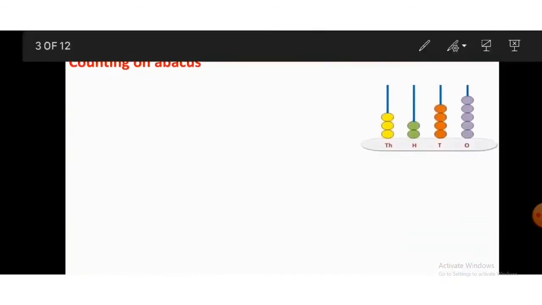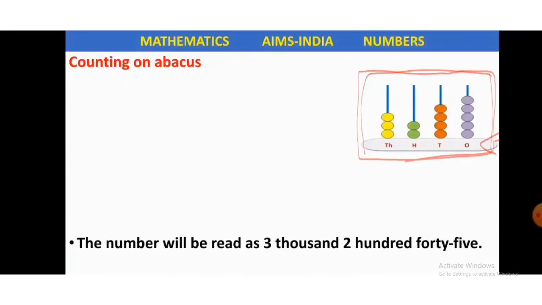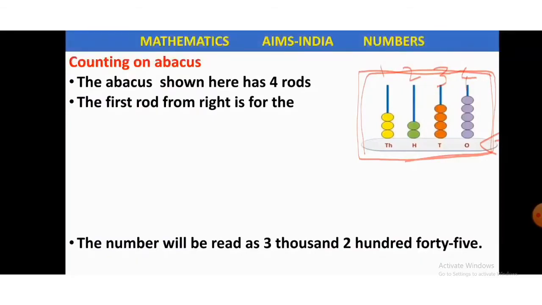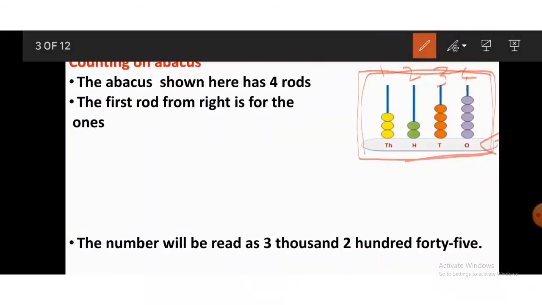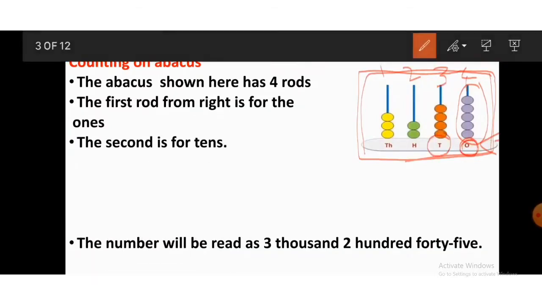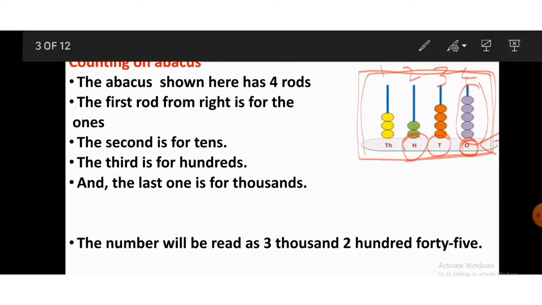For your easier understanding, let us solve this. Let us find out the place values of numbers on this abacus. See, the place values are written here at the bottom, right? It has 4 rods. How many rods? The abacus has 4 rods: 1, 2, 3 and 4. The first rod from the right is for the ones. It's written down here. The second rod is for tens. The third rod is for hundreds. And the fourth one is for thousands.